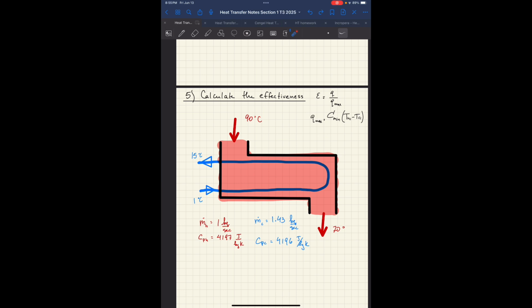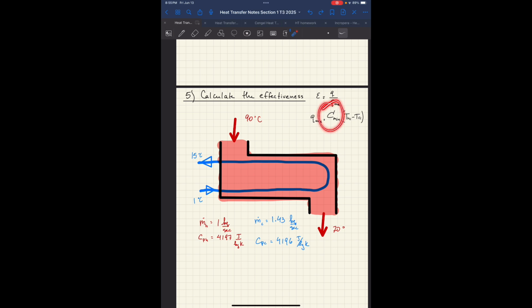Remember, maximum possible heat transfer corresponds to an infinitely long heat exchanger, right? Which doesn't exist, but let's say you have an infinitely long heat exchanger. One of the fluids is going to reach the full temperature drop. In other words, let's say the hot fluid. If the heat exchanger is big enough, the outlet temperature of the hot fluid is going to equal exactly the inlet temperature of the cold fluid. We talked about this in lecture.